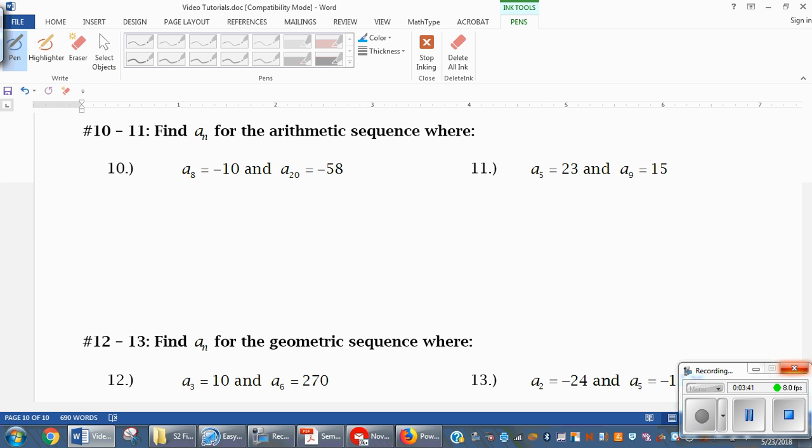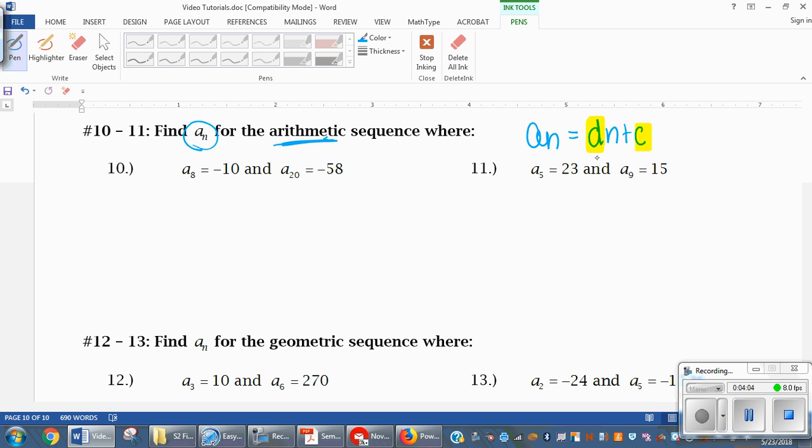All right, so we want to find our rule. That's called find the rule for the arithmetic sequence. Arithmetic specifically is the nth term equals dn plus c. Remember, it's just like y equals mx plus b. So d is considered the slope, just like m was. And c we'll have to also solve for.